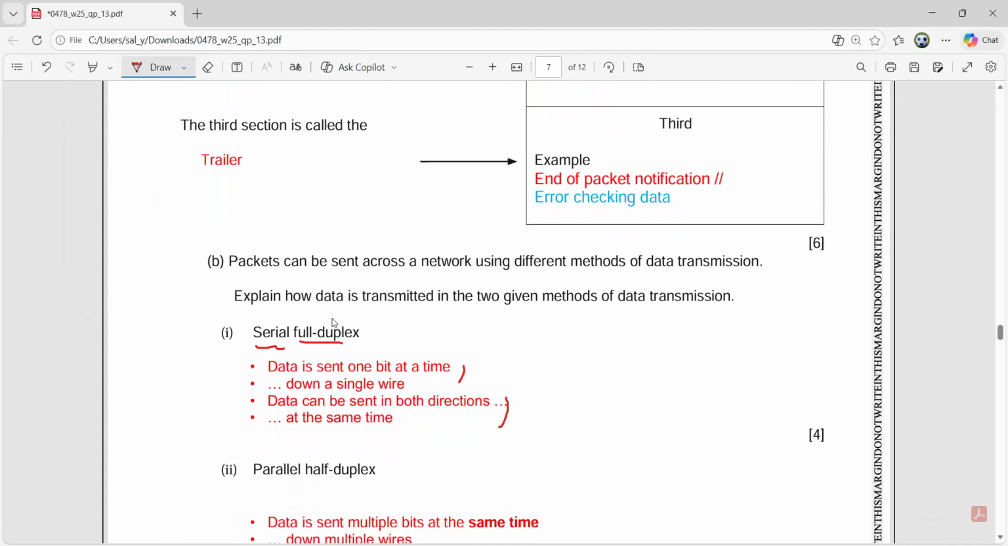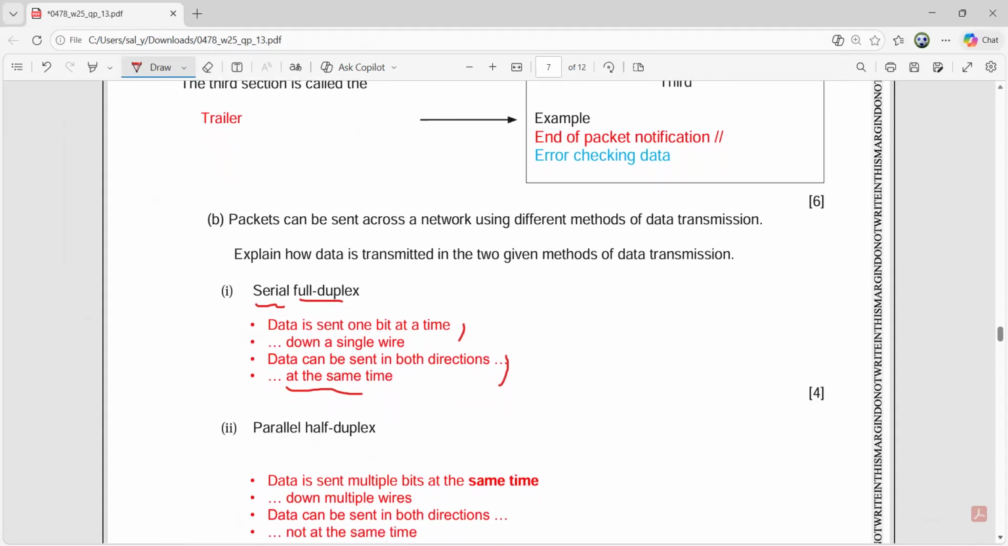So if a child has written data can be sent in both directions, will he gain 4 out of 4? Definitely not. He has missed out this important thing about full duplex, and that is at the same time. So be cautious. 4-mark means simple answer. Serial, talk about what it is, and talk about full duplex, and your marks are 4 out of 4.